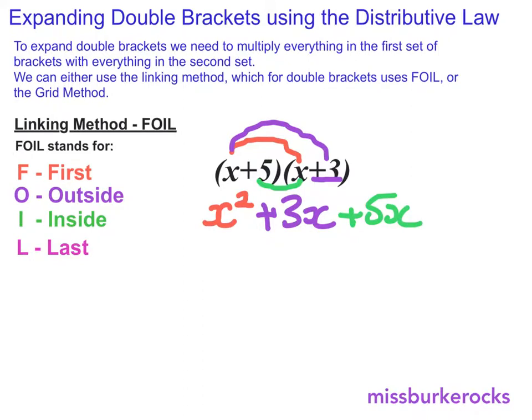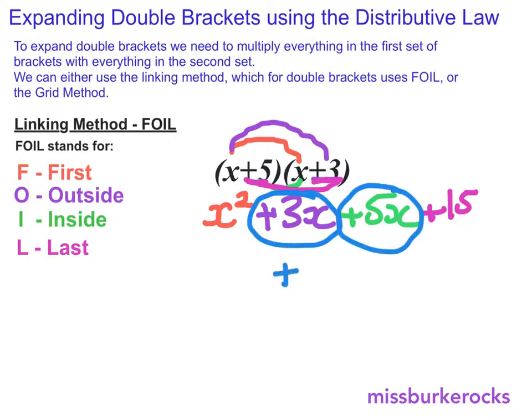And then we're going to multiply the 2 items that are last in each of the brackets. So that's the 5 and the 3. So 5 times 3 gives me positive 15. Then I need to look to see if I have any like terms. And in here I have positive 3x plus 5x, which gives me positive 8x. Everything else just drops down. So that means the x squared drops down and the plus 15 drops down. And then we're done.